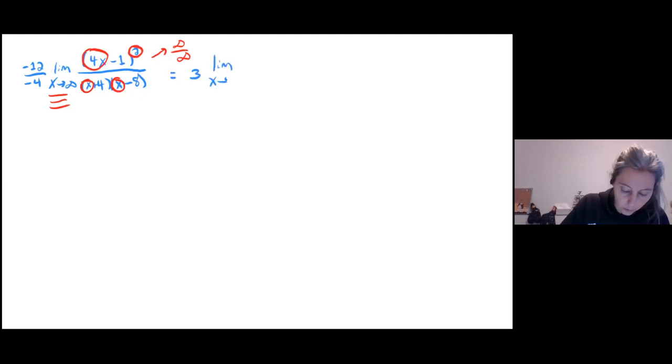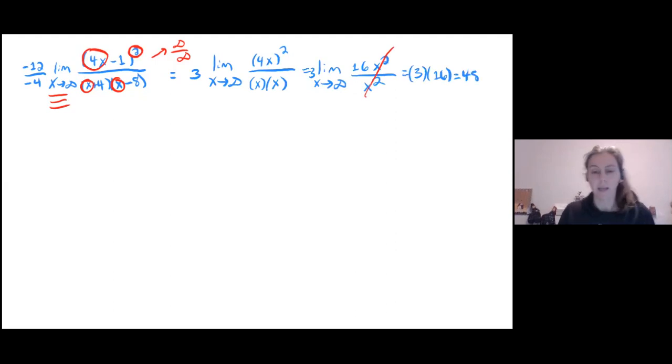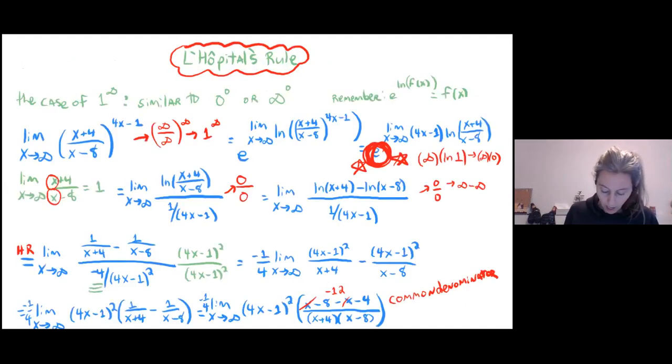The limit as x approaches infinity of 4x squared over x times x. 3 times the limit as x approaches infinity of 16x squared over x squared. The x squareds cancel out, giving me 3 times 16, which is 48. Now that 48 right there is not the final answer, because remember, in the beginning, we had this e right here that we have starred and circled that we don't want to forget, so let's not forget it.